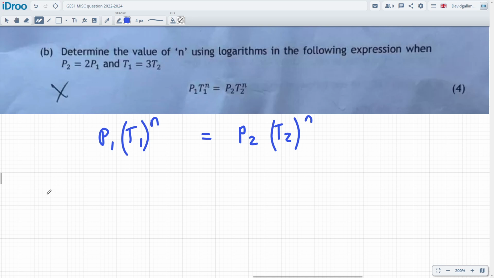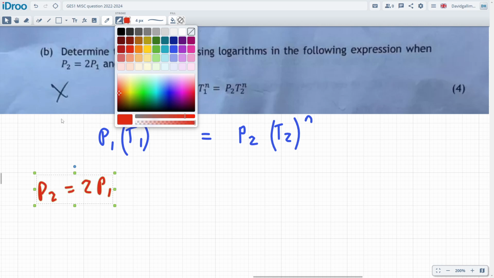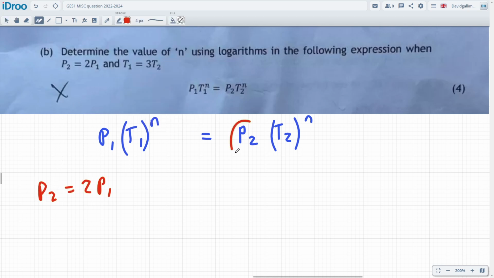So we've now got P2, so P2 is equal to 2P1. So we can swap that out, because in here somewhere that's going to be valid, right? P2 is actually this guy, so that can be swapped out for this 2P1. We're going to do that, and then also we've got T1 is equal to 3T2. So this T1 can be swapped out as well.